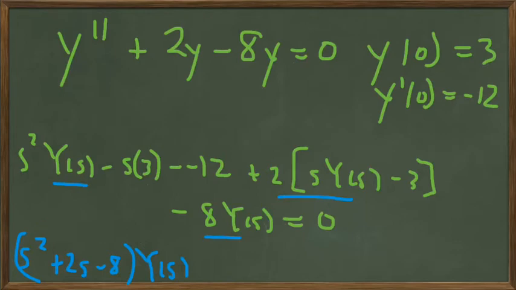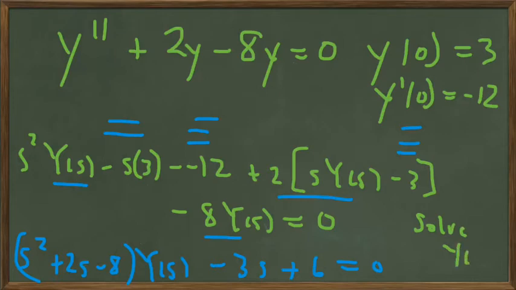And then the other expressions that we have on the left side are minus 3s, and we have a plus 12, and here we have 2 times minus 3, so that's a minus 6, so that's plus 12 minus 6, which is plus 6, equals 0. Now our objective is to solve this for Y(s), which is relatively easy to do in this case.